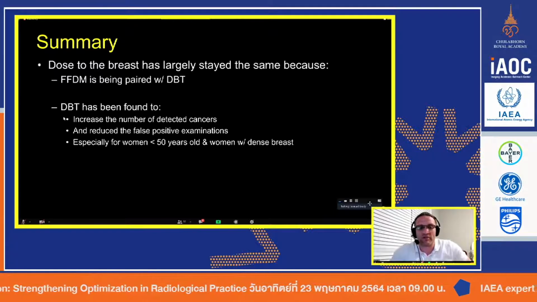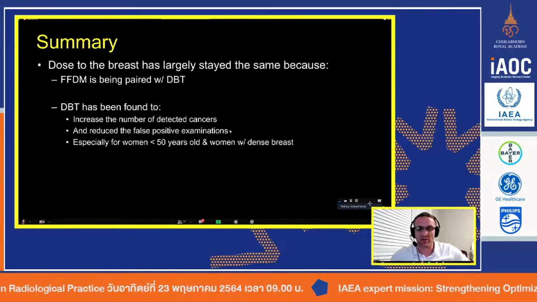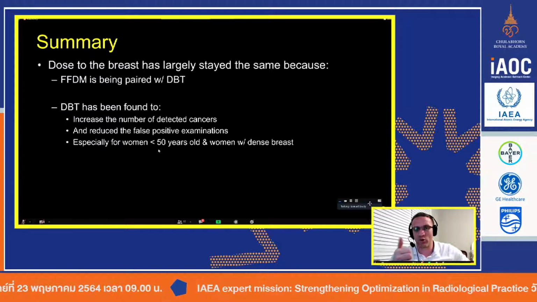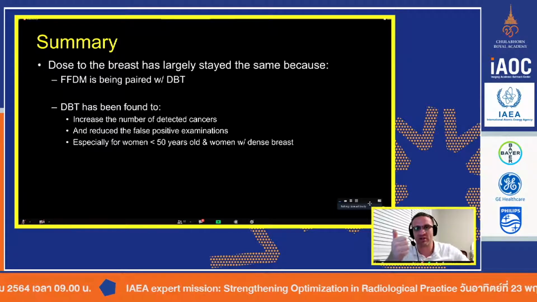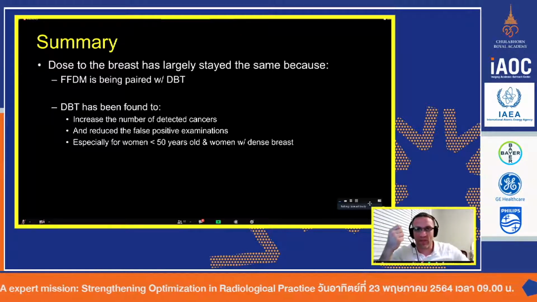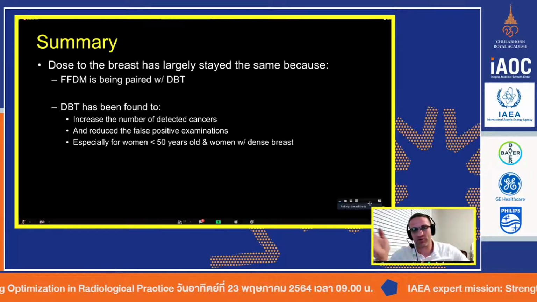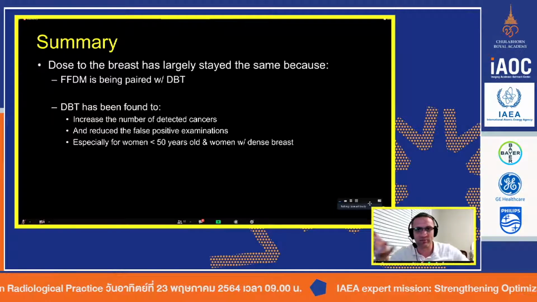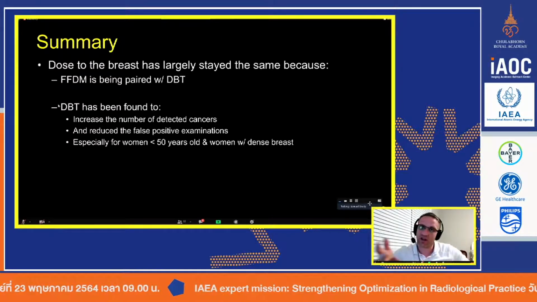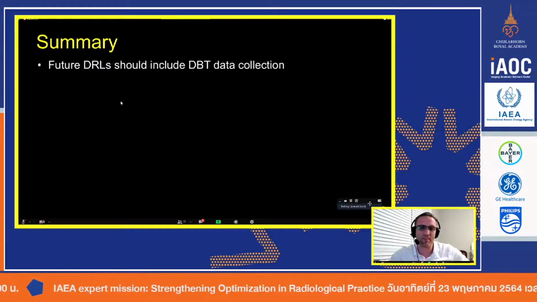But we know, as I've mentioned, DBT increases the number of detected cancers. It reduces the false positive rate, especially for younger women that tend to have more dense breasts, or more glandularity. That's what I'm trying to say. And so in those populations, DBT is a no-brainer, straight up. But maybe as they get older, the breast is more fatty, with better inherent contrast against the glandularity. Maybe the use of DBT goes down, and you should look at that in your population as you review the usage of DBT.